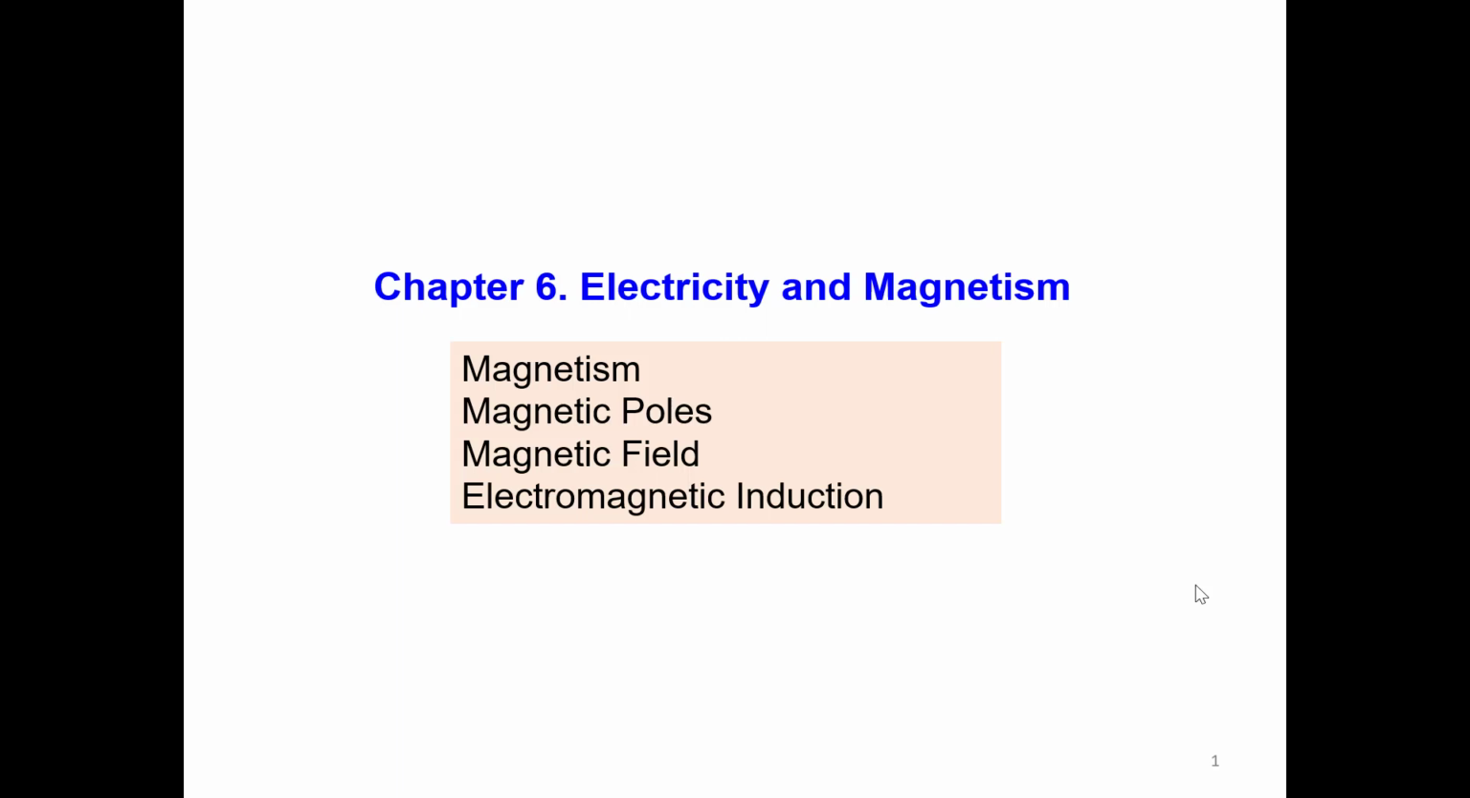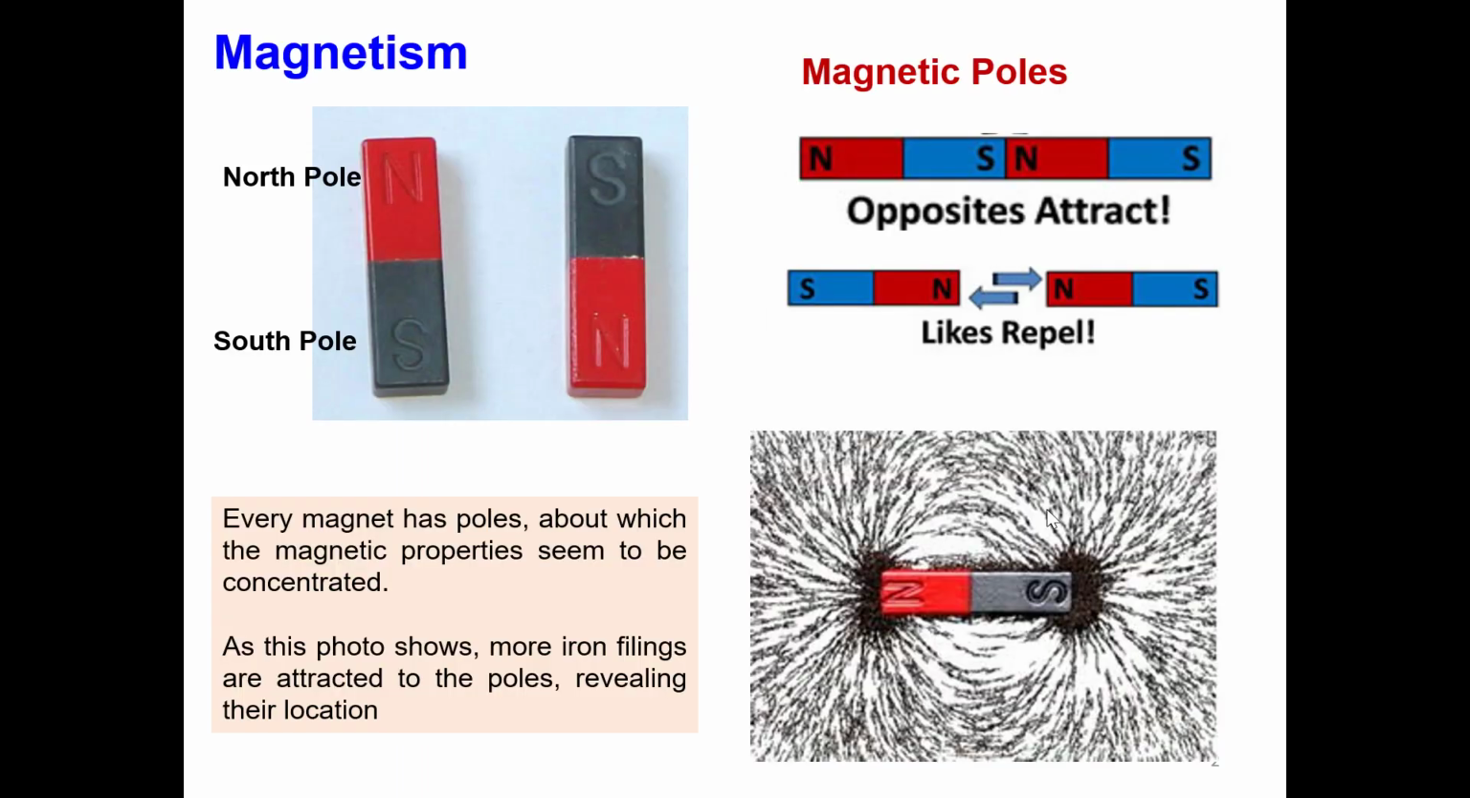In this lecture, we are going to discuss the basic concept of magnetism. Similarly to electrical charges, which are positive and negative, magnets have a north pole and a south pole. Opposite magnetic poles attract and like poles repel.